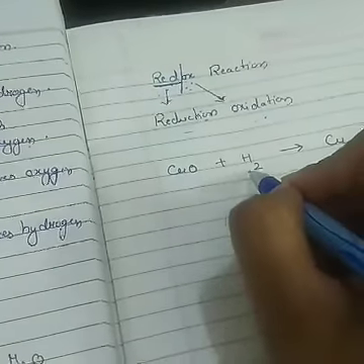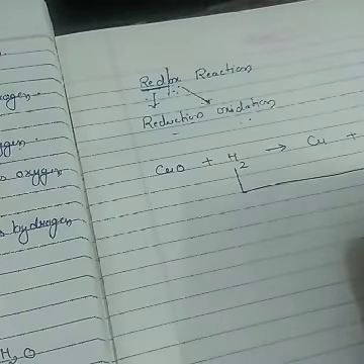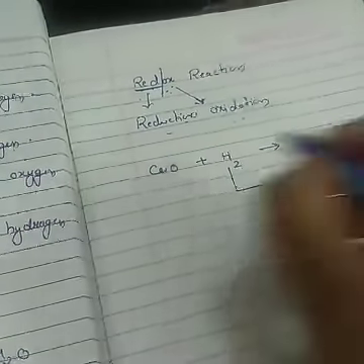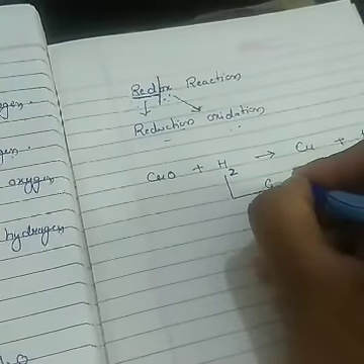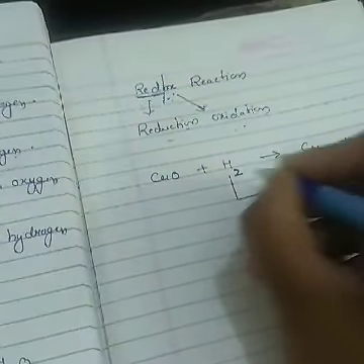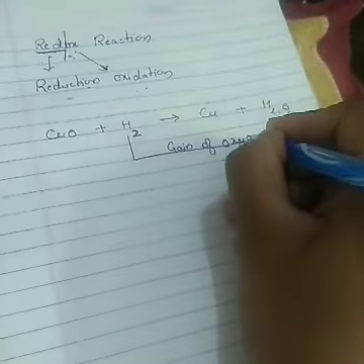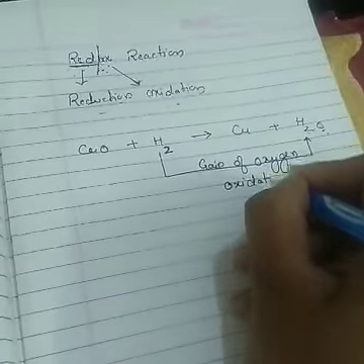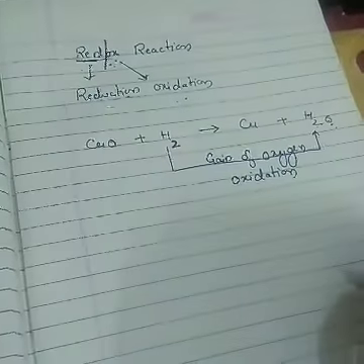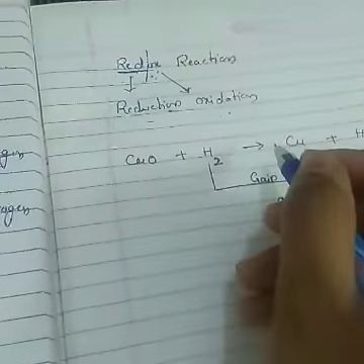See, hydrogen gas is gaining oxygen and changing into water. So what has happened here? This hydrogen gas has gained the oxygen to form water. So gain of oxygen is called oxidation. Only one process will involve either gain of oxygen or loss of hydrogen.